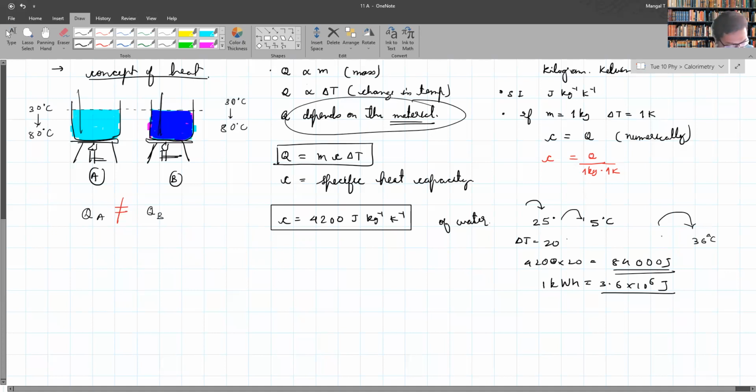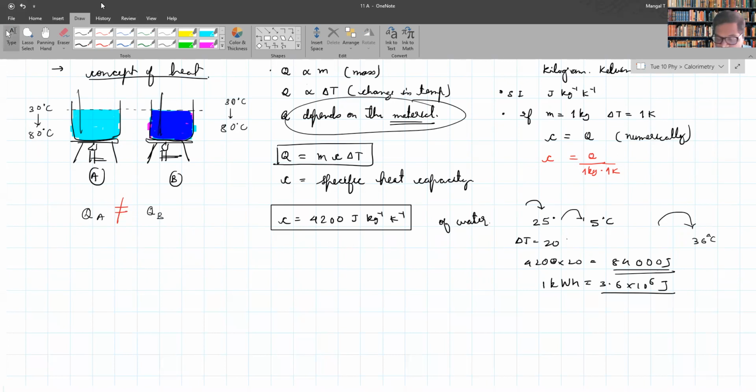Anyone has a question? So, can you again explain, if they ask what is the meaning of the specific heat capacity is 4200 joule per kg per Kelvin, then what do we have to write? Yes, it means if you take 1 kg of water, then for 1 degree rise in temperature, 4200 joules of heat will be required. Okay, sir. That is the meaning of specific heat capacity of water.